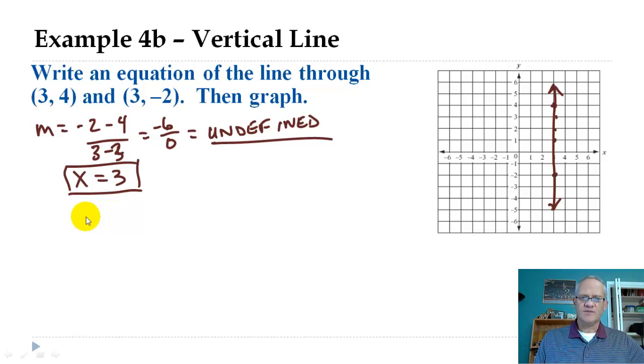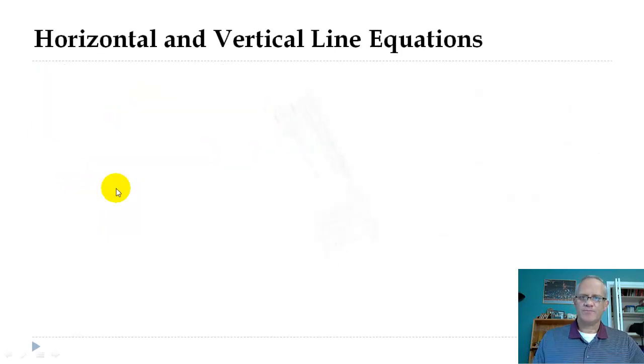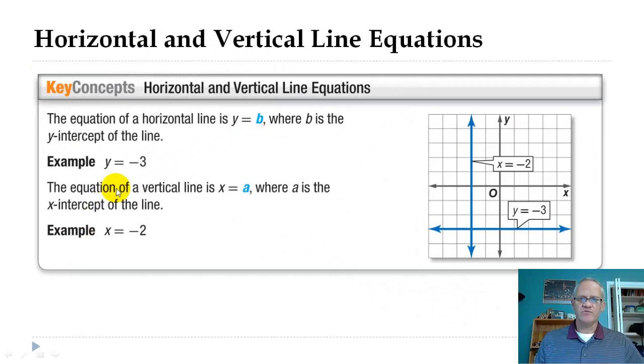So it's very similar to that last one, except for instead of y equals, this one's going to be x equals. All right, now here's kind of a little overview of what I just talked about. Notice here that if you have a horizontal line, y equals negative 3 is the example they've given here, and here x equals negative 2 is straight up and down.